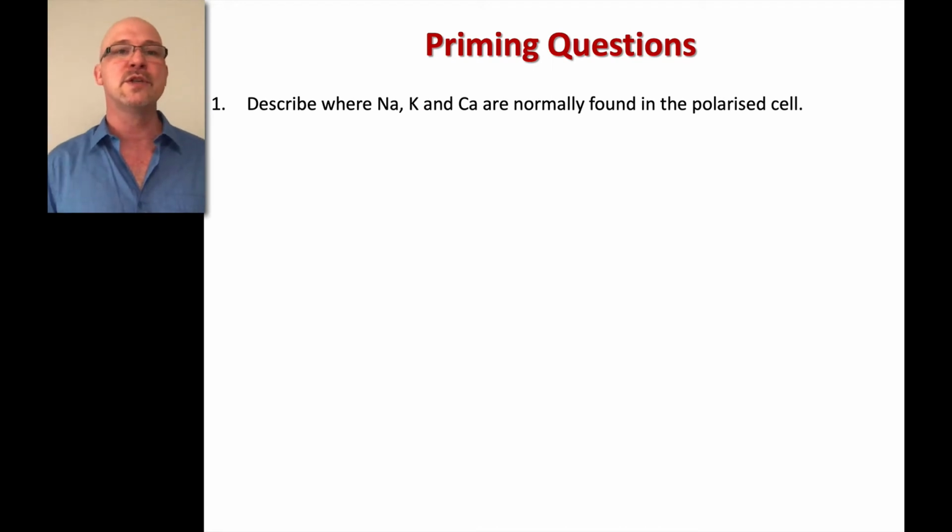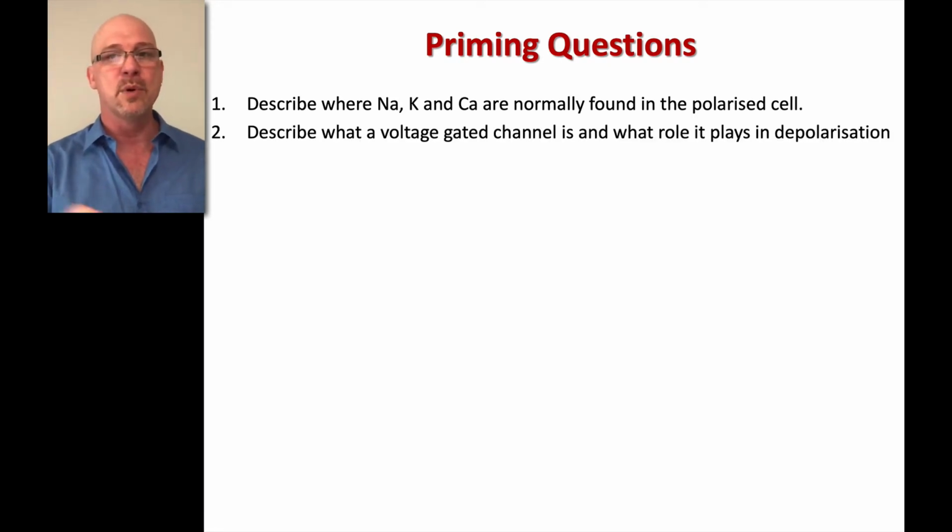So the first question is, where are sodium, Na, potassium, K, and calcium, Ca, normally found in the polarized cell? So when cells are in their resting state in the heart, there's sodium and potassium and calcium. Some of it's inside the cell normally, most of it, and most of the others are usually outside of the cell. So which are which? Where do you find sodium, potassium, and calcium in a polarized cell?